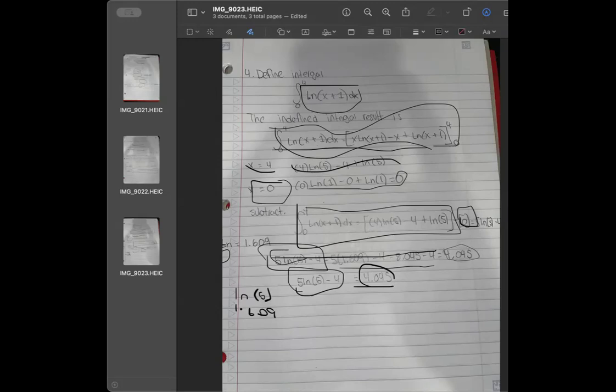So yeah, the function f of x equals ln(x plus 1) is continuous, increasing, and concave down on the interval [0, 4]. The derivatives help us understand the slope of the function.